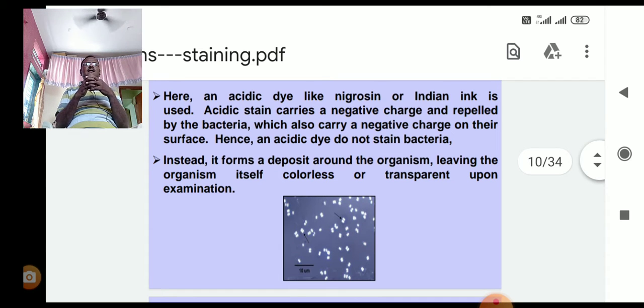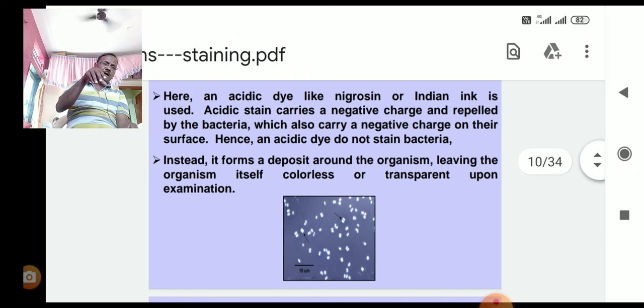In the case of negative staining or indirect staining, this method is exactly opposite to direct staining, with the same procedure. You take a slide, prepare a smear, and use another stain in place of the positive stains. In this type of staining method, you use nigrosin or Indian ink stains on the smear.